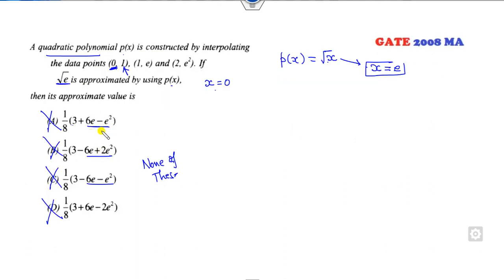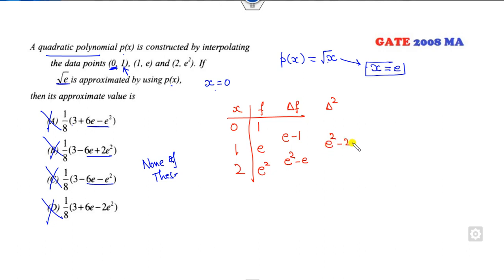Now none of these is the correct option, but if you want to find the correct option, you can formulate the table like 0, 1, 1, e, 2 and e square. Then you can find the first difference. It will be e minus 1, then e square minus e. Find the del square: you can subtract them. It's e square minus 2e plus 1, divided by the difference of these two.